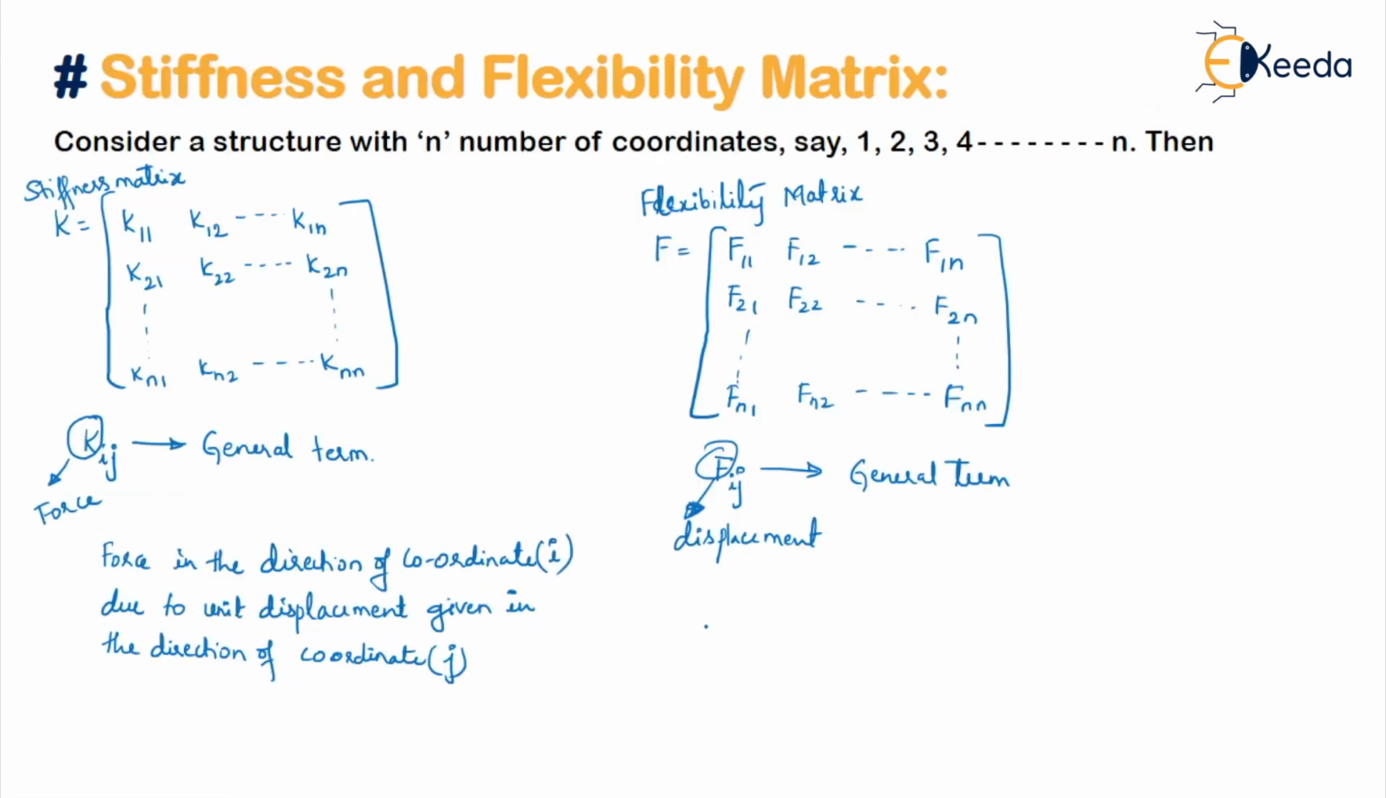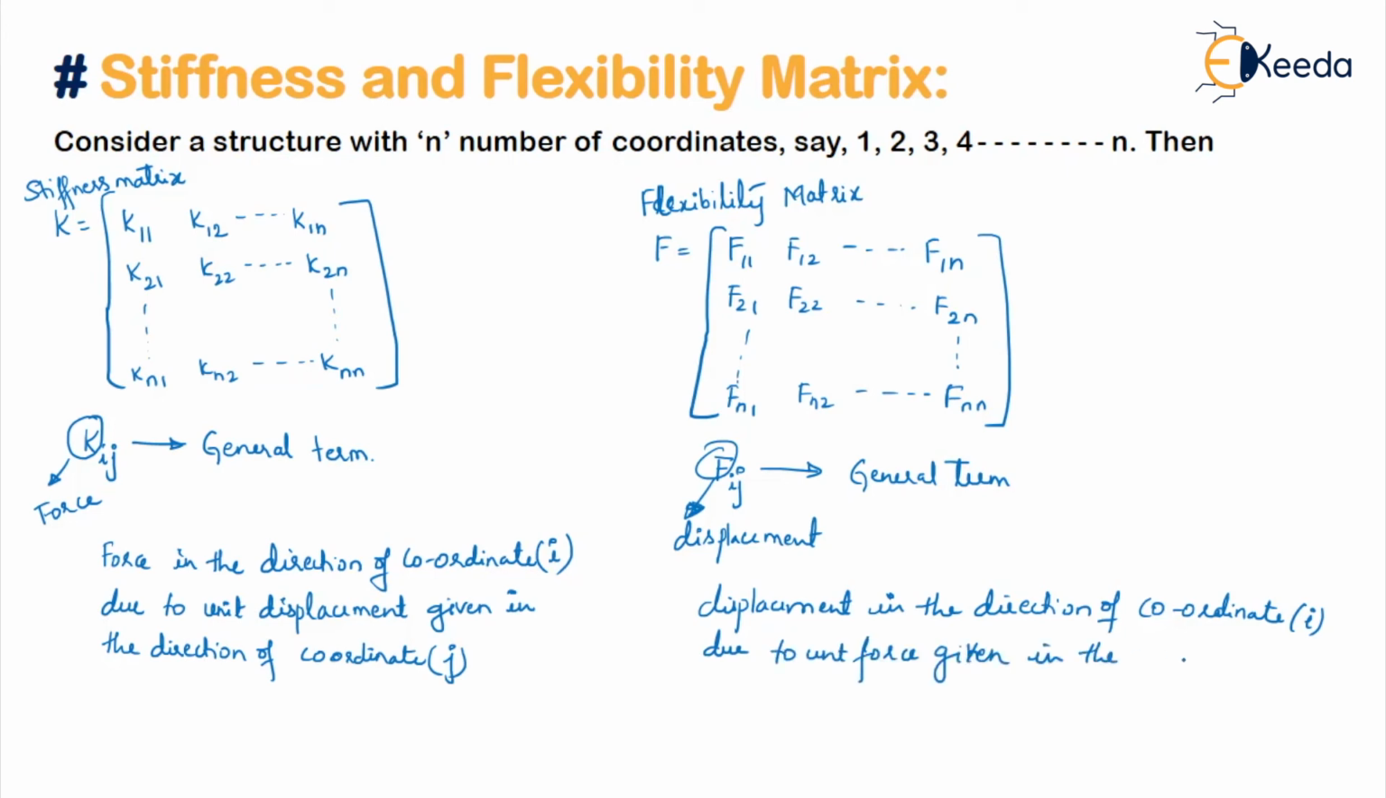Displacement. So what is this? Displacement in the direction of coordinate I due to unit force given in the direction of coordinate J. So here what is the meaning? J is the point at which you are giving a unit force, and I is the point at which you are measuring the displacement because of the unit force. So for example, if we take this F2n, n is the point where we are applying the unit force, and 2 is the point where we are finding the displacement because of the unit force at n. So this is your stiffness and flexibility matrix.